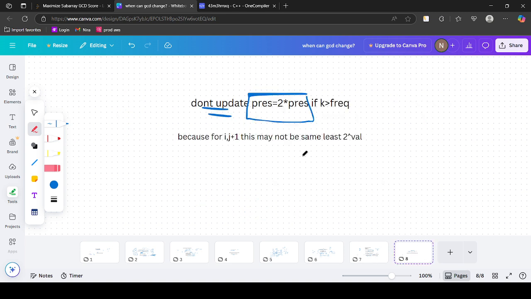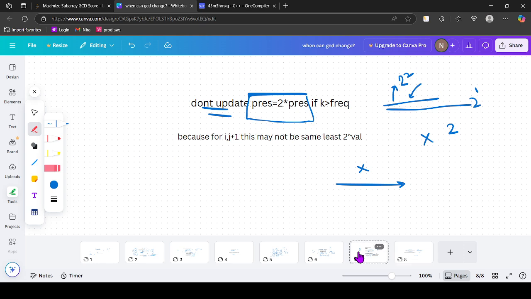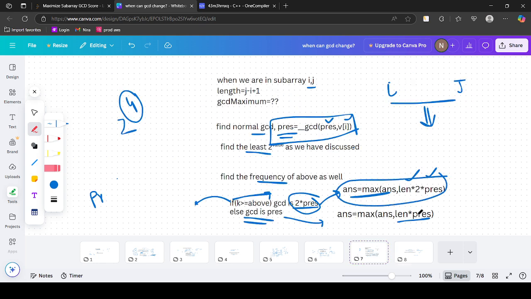Why? Because for i to j, it is the present GCD, and this is correct only for this one. But if you go for the next one, the minimum 2 power can be reduced. For example, the minimum 2 power in the subarray i to j is 2 power 2, but this value can become 2 power 1. So obviously the whole configuration can change when moving from i to j to i to j plus 1. So don't try to update present. Present is just the normal GCD. Don't double it even if k is greater than the frequency. Just double in the answer while finding the answer.